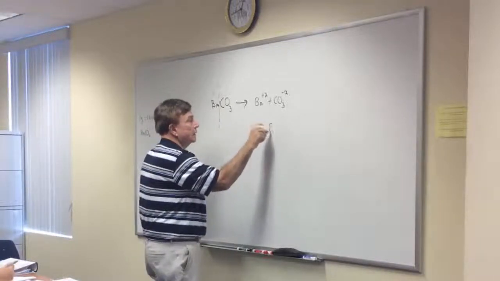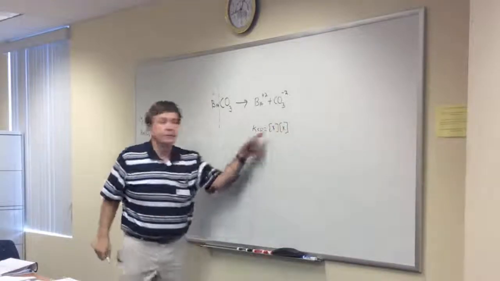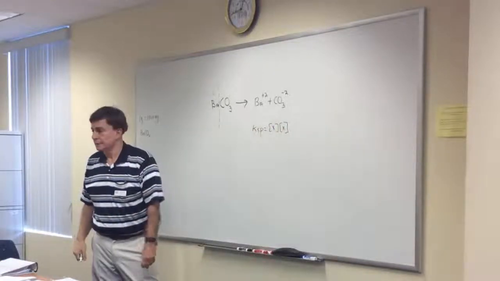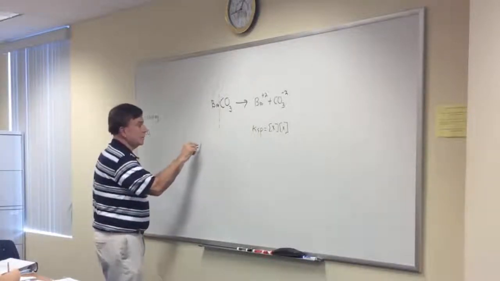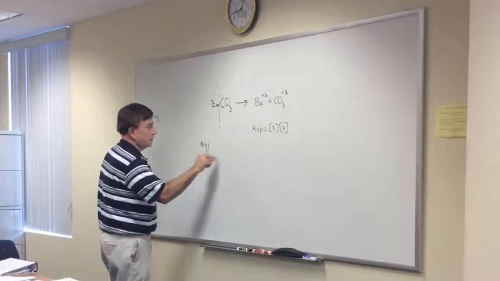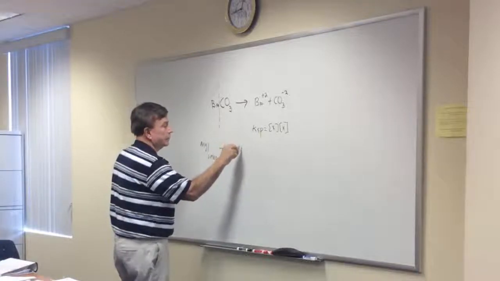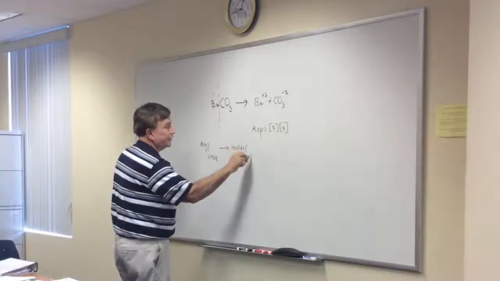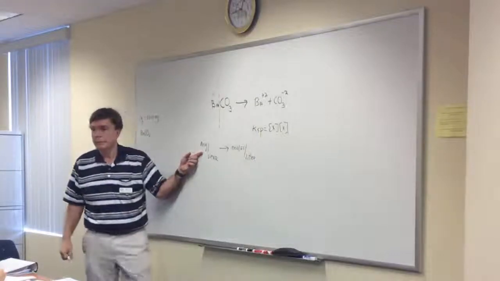For KSP, I'm cheating now, I'm just going to go right to the KSP and not do ICE. Does everybody agree with that? Now, how do we get the information? This is milligrams per liter. I need to get it into moles per liter. We don't have to do anything with the bottom because everything's in liters, but what do we have to do on the top?